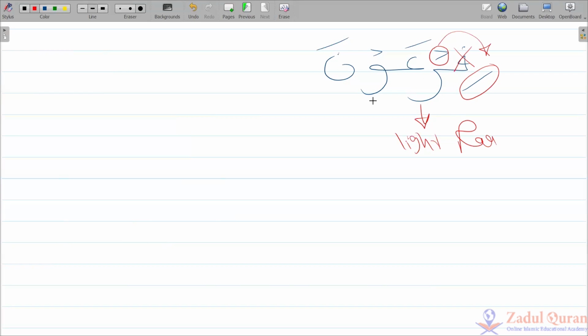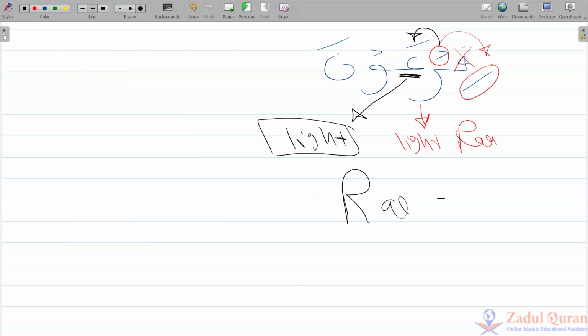And would we check the letter after Ra as well, or not? Sure. Exactly correct. I was about to mention this, but I was changing the color. Look at this. What is the next letter? It is Ain. Is Ain a heavy or a light letter? Light. Perfect. So that means both conditions are active, and this is a light Ra.